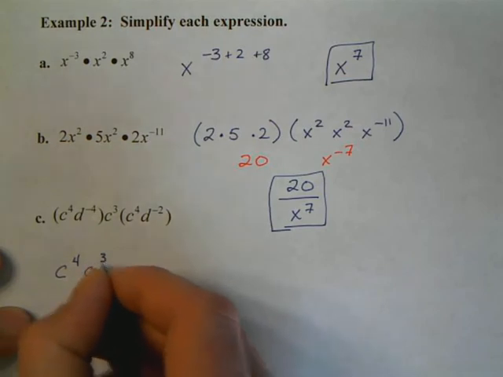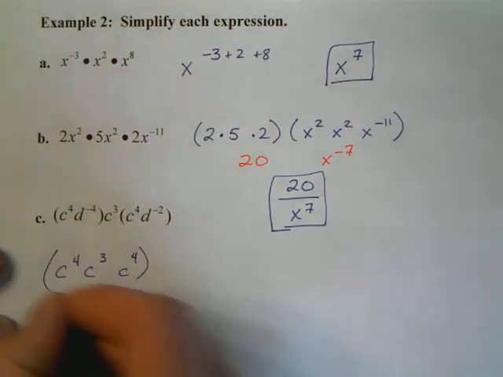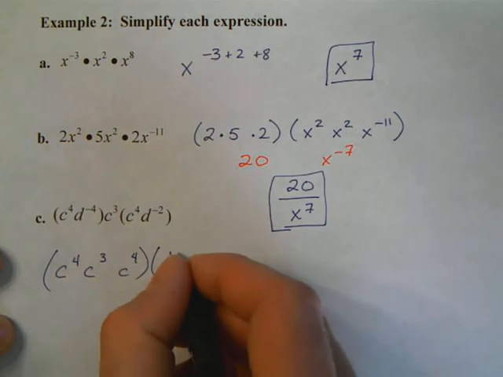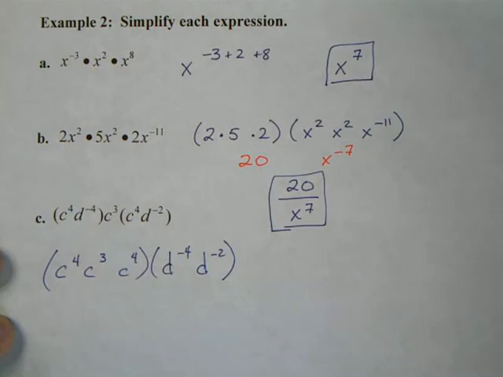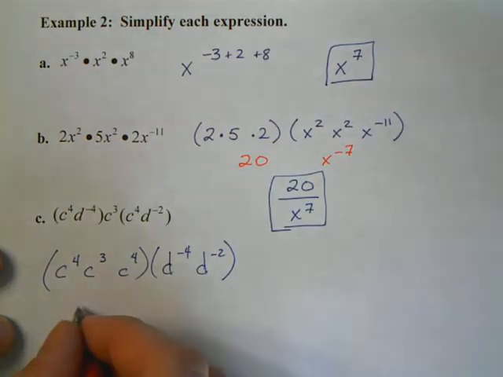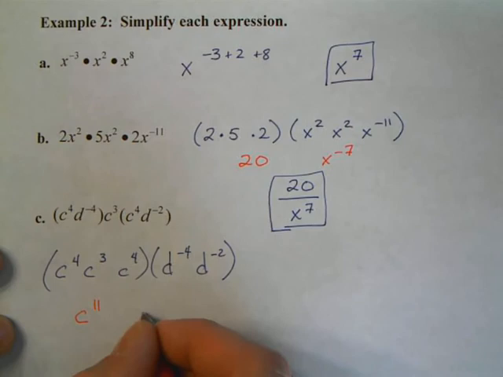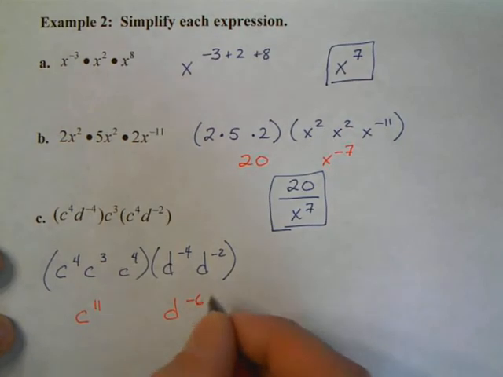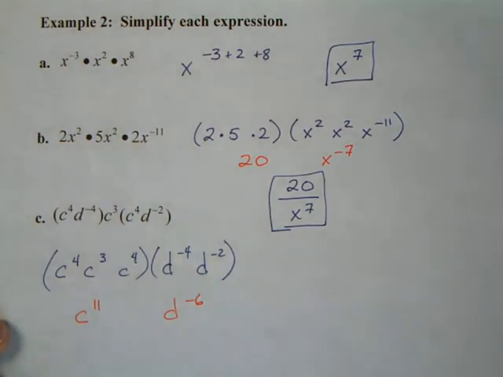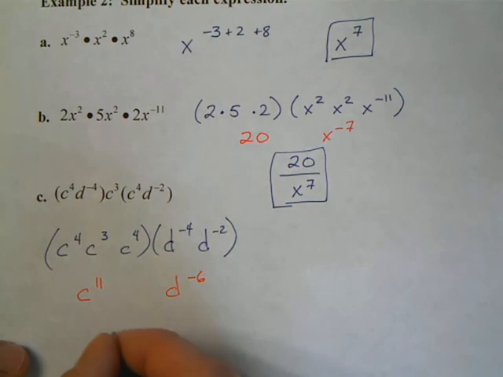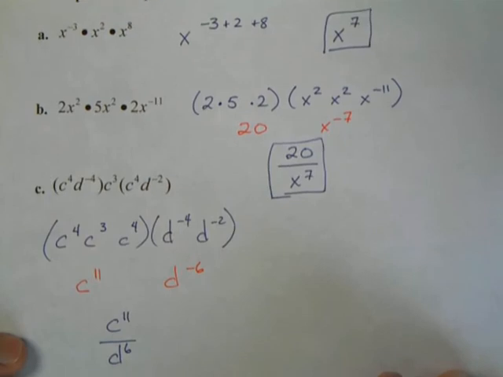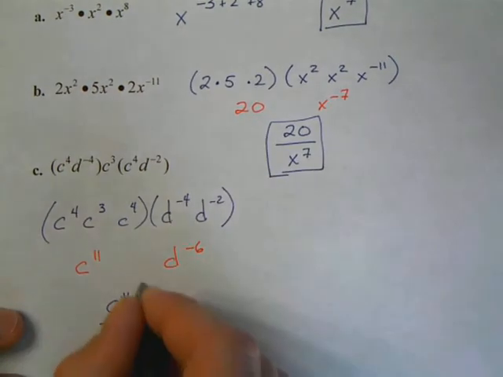All the c's, c to the 4th, c to the 3rd, and c to the 4th in our first group, and then d to the negative 4 and d to the negative 2 in our second group. How many c's do we have total? Well, that's 11. And then we also have negative 6 d's. As we try to write this as our solution, since the d has a negative exponent but the c does not, we're going to move that d to the bottom and leave the c on top. So our answer will be c to the 11th over d to the 6th.